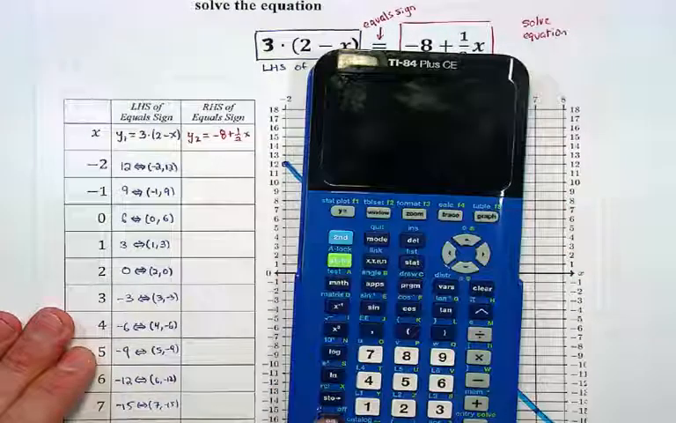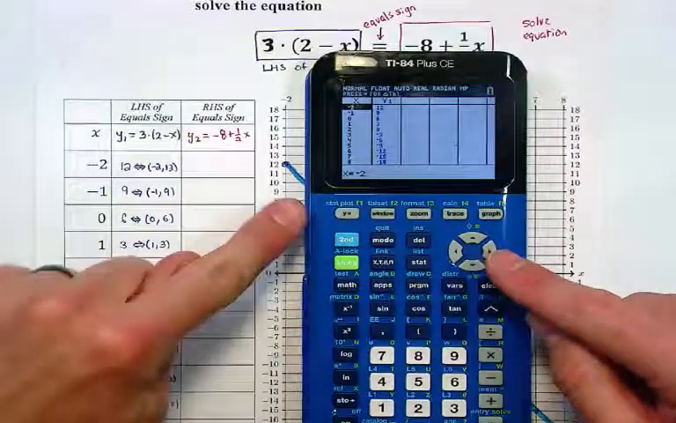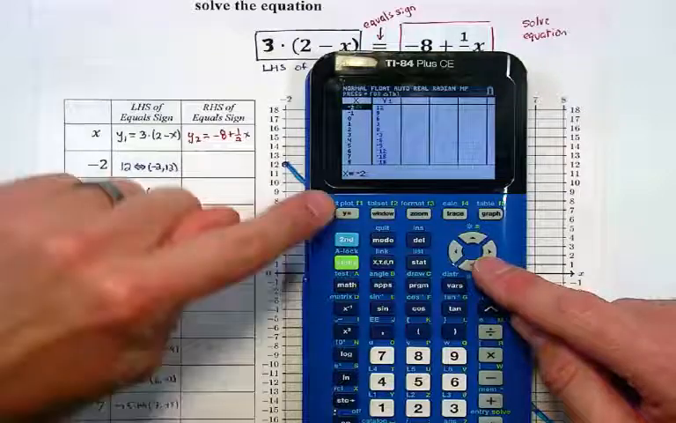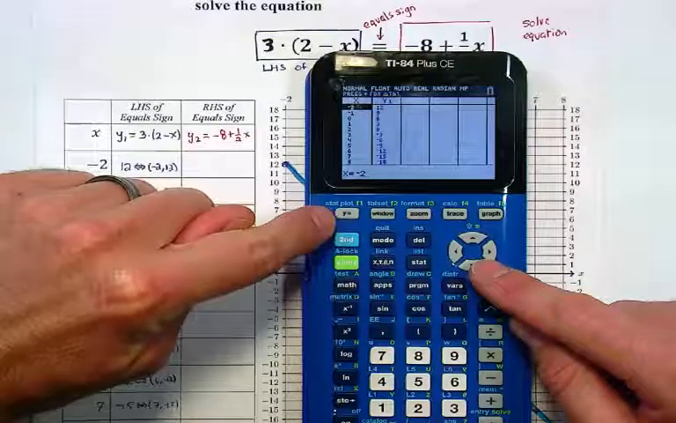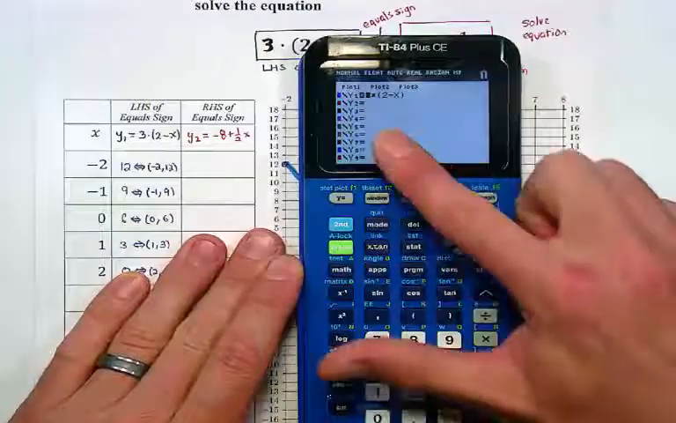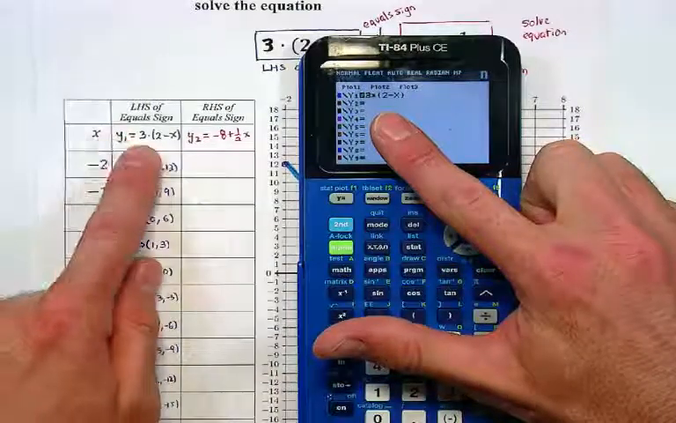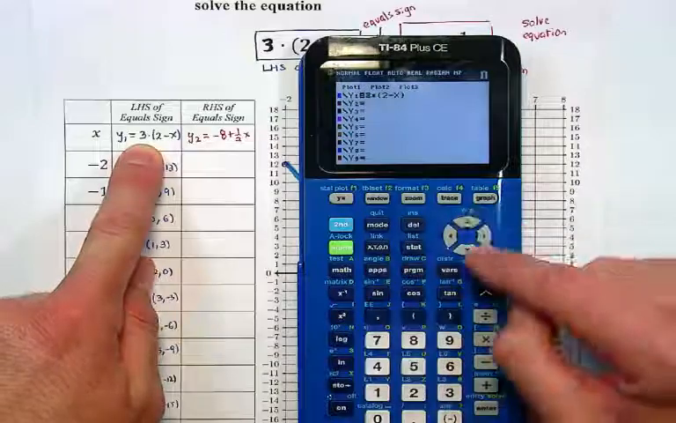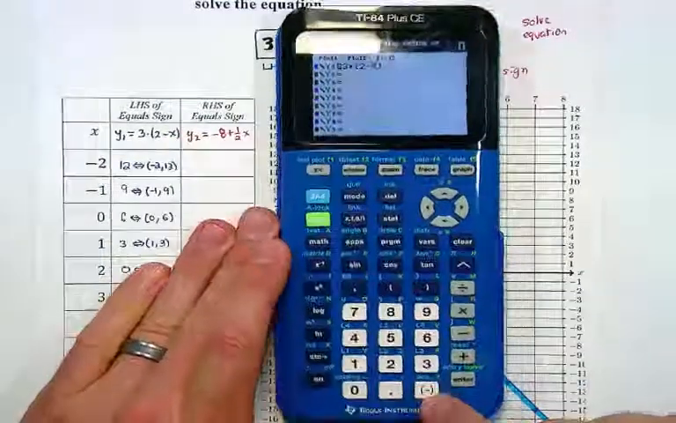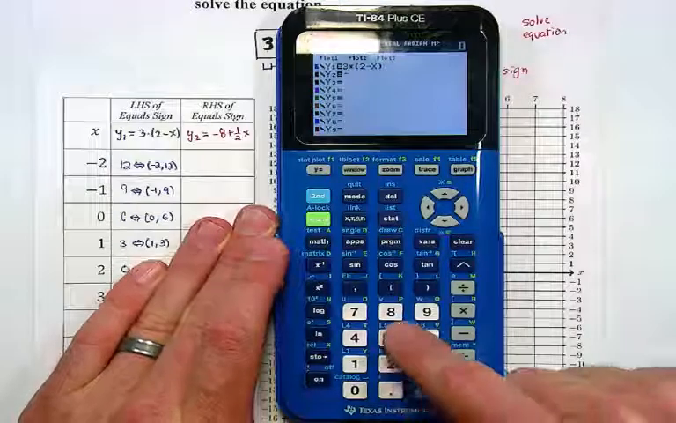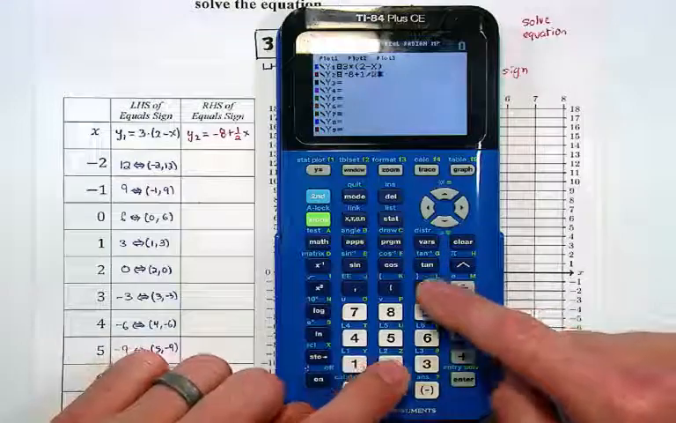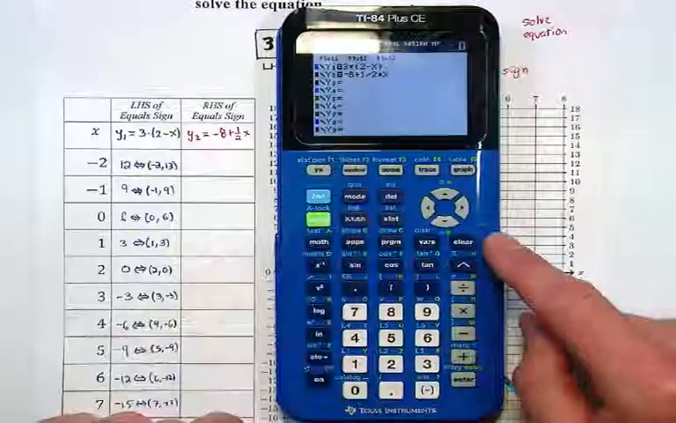Here we go. We bring in our TI calculator. We're going to define y2 to be negative 8 plus 1/2 x. I want to define a y equals, so I hit the y equals button. I've already defined y1. Now I want to define y2. In this case, I have a negative 8, so I hit the negative button, plus 1 divided by 2 times x.